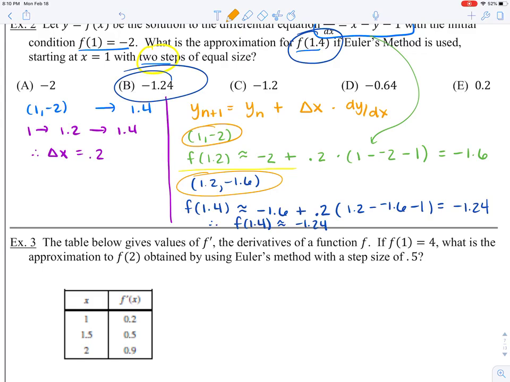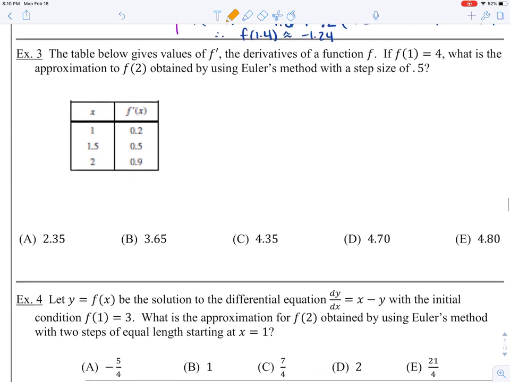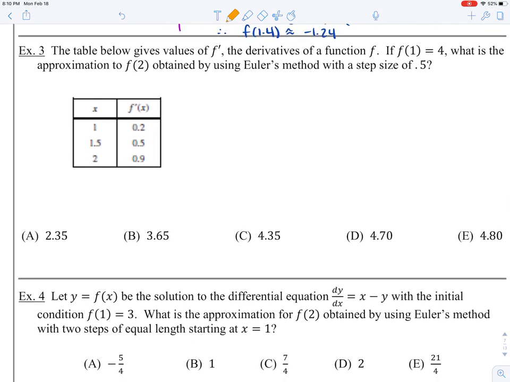Now, I like this next question because it's a table format, and this is very, very AP style, and I know it's blurry on my screen and a little bit blurry in your notes, but that's just how it photocopied. So it says, the table below gives derivatives f prime of a function. Notice you've once again been given an initial point, and I want to approximate f of 2 using Euler's method, and they've indicated the step size.